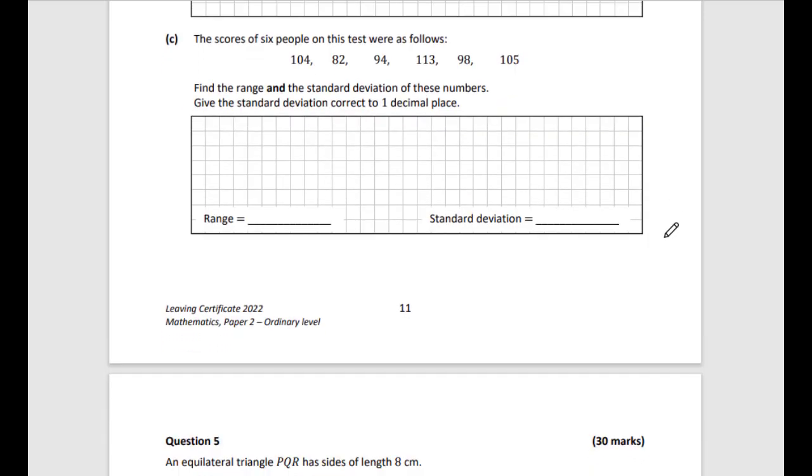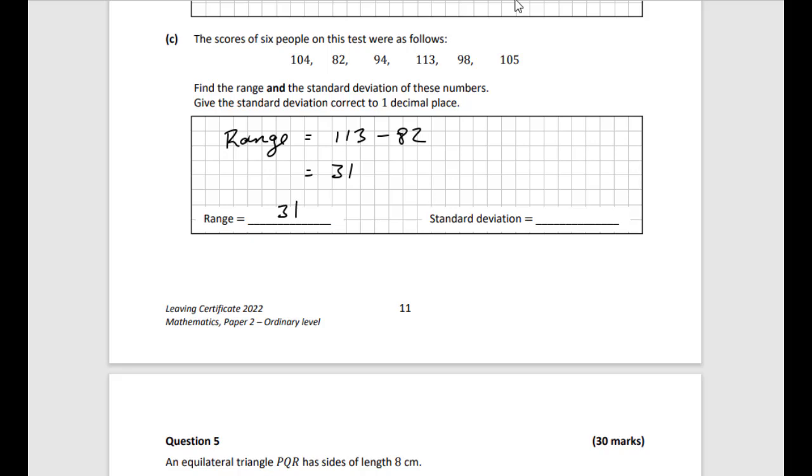Okay, so let's have a look at the next one then. C, the scores of 6 people on the test were as follows. Find the range and the standard deviation. Okay, so the range is just going to be the maximum minus the minimum. So it's 105. No, it isn't. It's 113. So that's going to be 113 minus 82. When you do that, then you get 31. So that one is easy enough.